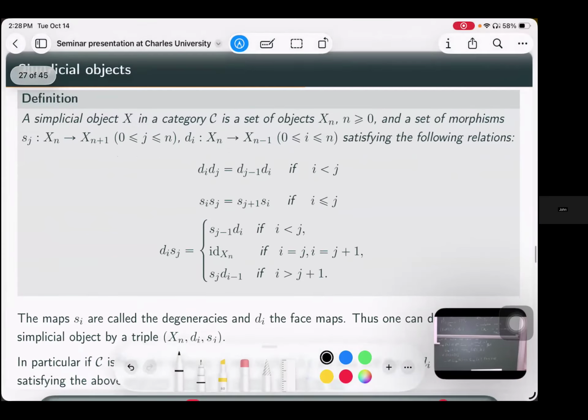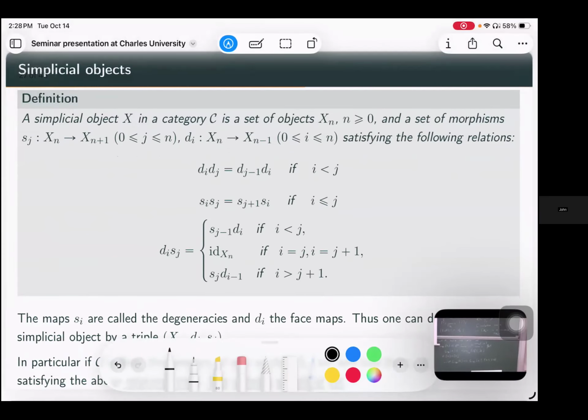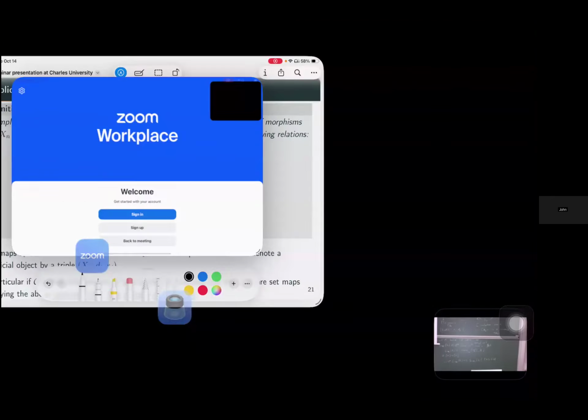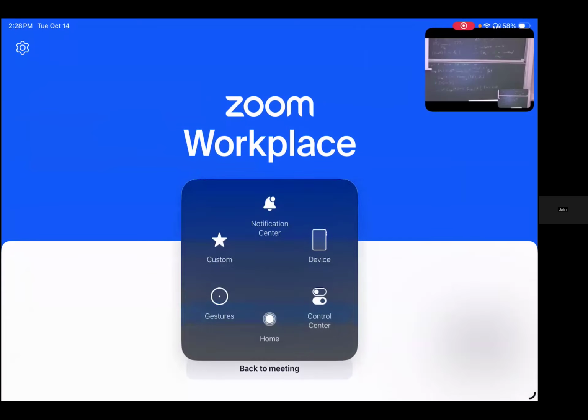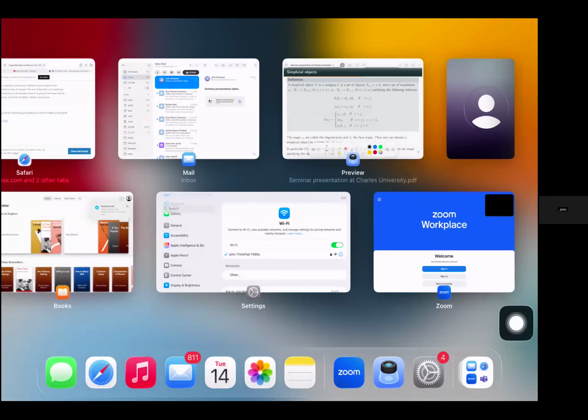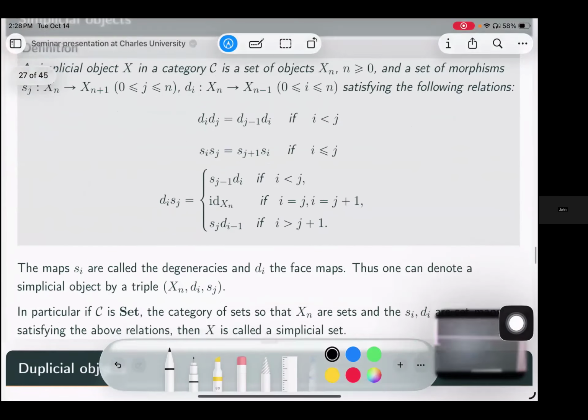That if I have i less than j, then if I do d lower i, d lower j, this should be the same thing as me doing d_{j-1} d_i. And if I do s_i s_j, this should be the same thing as me doing s_{j+1} s_i for i less than or equal to j.